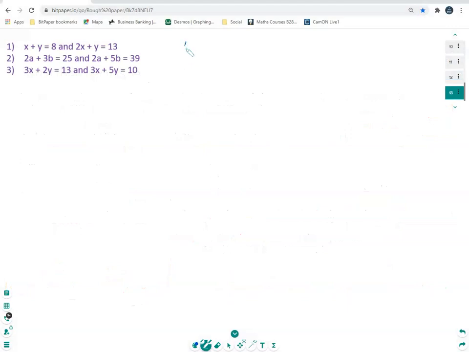Looking at number 1 then, we've got x plus y equals 8 and 2x plus y equals 13. Now, if we do the top one, take away the bottom one, we could rearrange them like we did with the one on the slide, but I'm just going to keep them this way around for this one so you can see what happens. So we take away x minus 2x, leaves us with negative 1x.